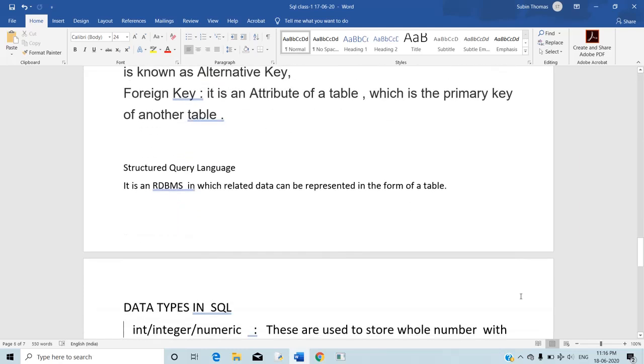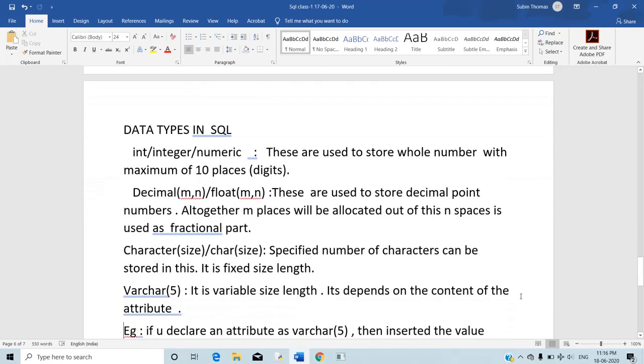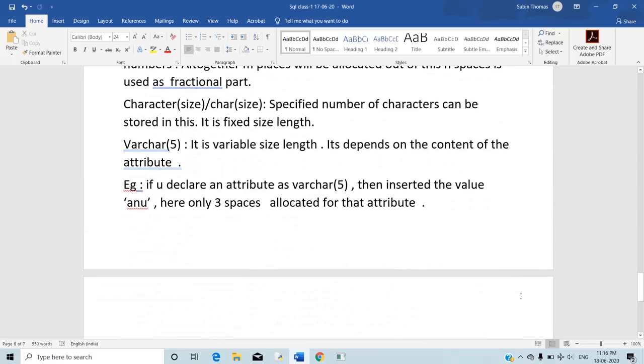Now we can study SQL, Structured Query Language. I told you SQL is an RDBMS in which related data can be represented in the form of a table. Now we can study the different data types supported in SQL.